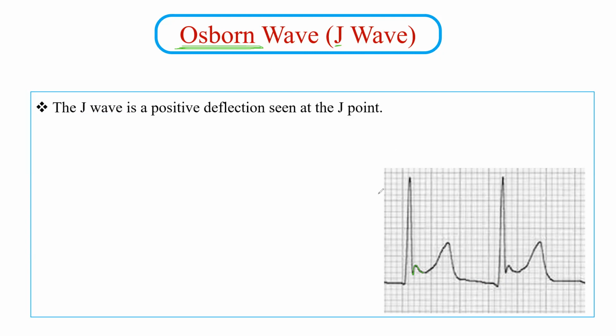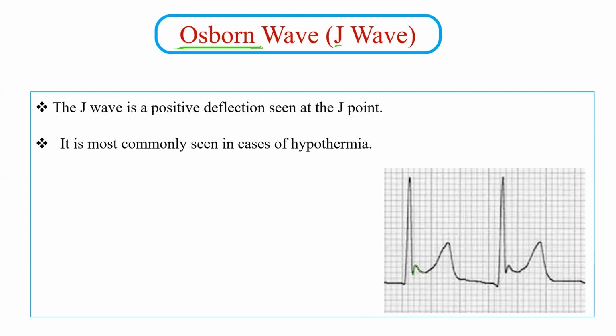Typically, the J wave is most likely to be seen in cases of hypothermia. And for hypothermia to cause the J wave, usually the temperature will be less than 30 Celsius. And just remember that this J wave is not pathognomonic. You can't diagnose that this patient has hypothermia just because of the J wave.